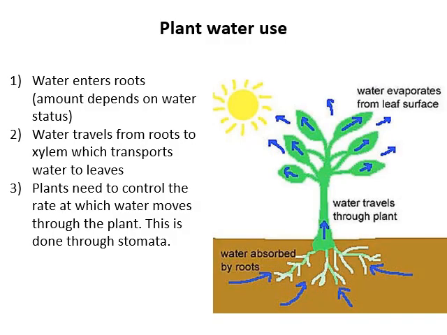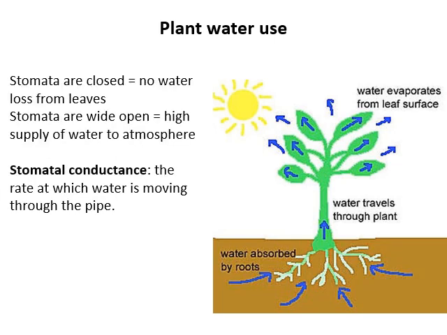Let's just refresh your knowledge about how plants use water. Water absorbed by the roots enters the plant and enters the xylem, which is the conduit in the interior of the root that carries the soil water to the leaves. So water travels from the roots to the xylem, which transports water to the leaves. Then plants need to control the rate at which water moves through the plant, and this is done through stomata. The stomata are the primary control mechanism that plants use to reduce water loss, and they're able to do so very quickly. Stomata are sensitive to environmental cues that trigger them to open or close.